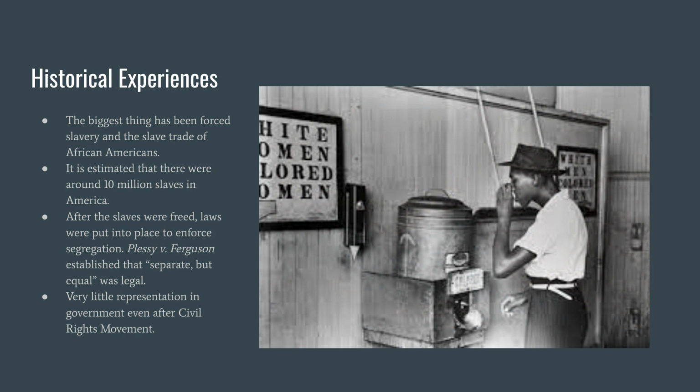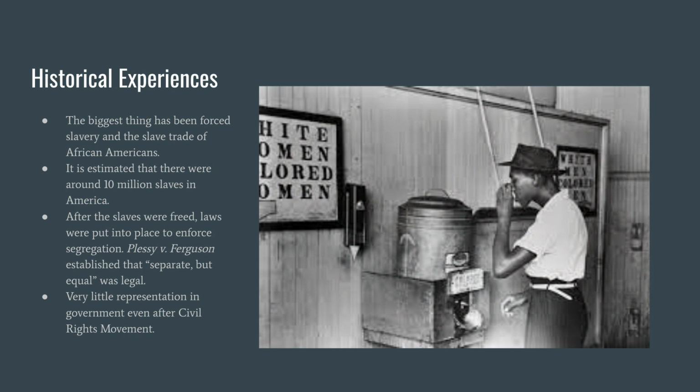Plessy v. Ferguson was law for almost 50 years until Brown versus Board of Education, which found that segregation was illegal. But there's been a lot of discrimination in the past towards African Americans, and it can still cause those adverse effects of racism from the past, or that cultural paranoia that I was talking about earlier.